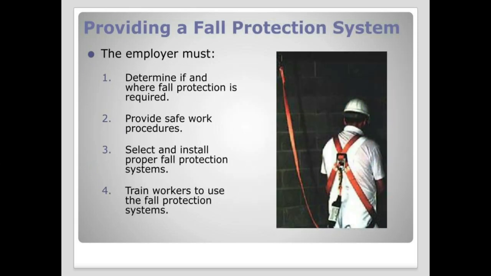In providing a fall protection system, an employer must: 1, determine if and where fall protection is required; 2, provide safe work procedures; 3, select and install proper fall protection systems; and 4, train workers to use the fall protection systems.